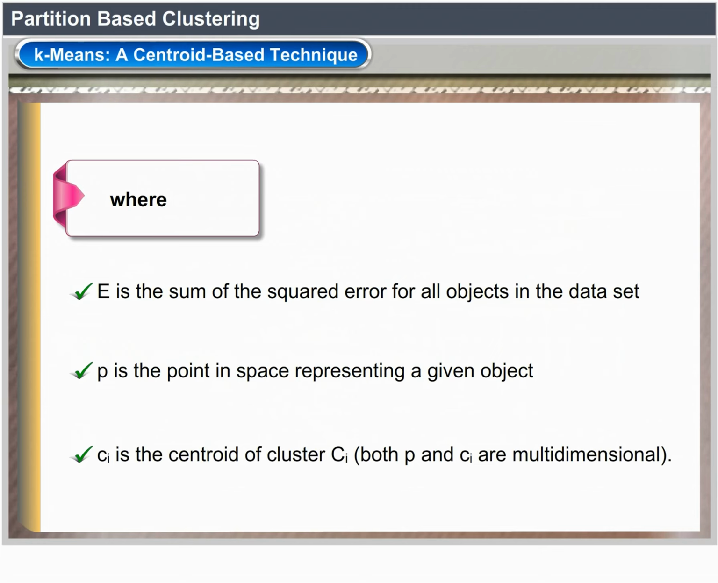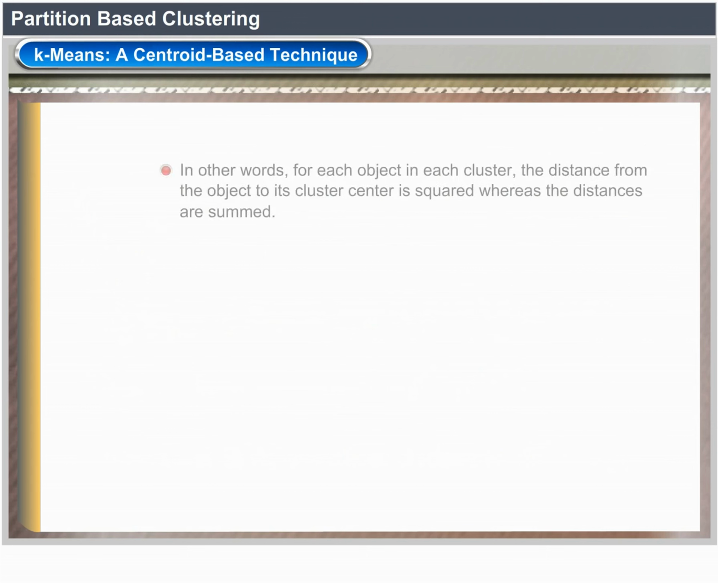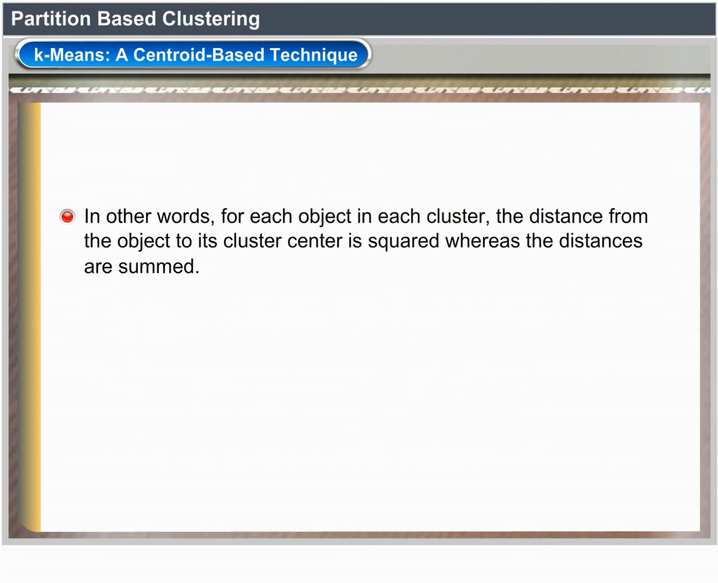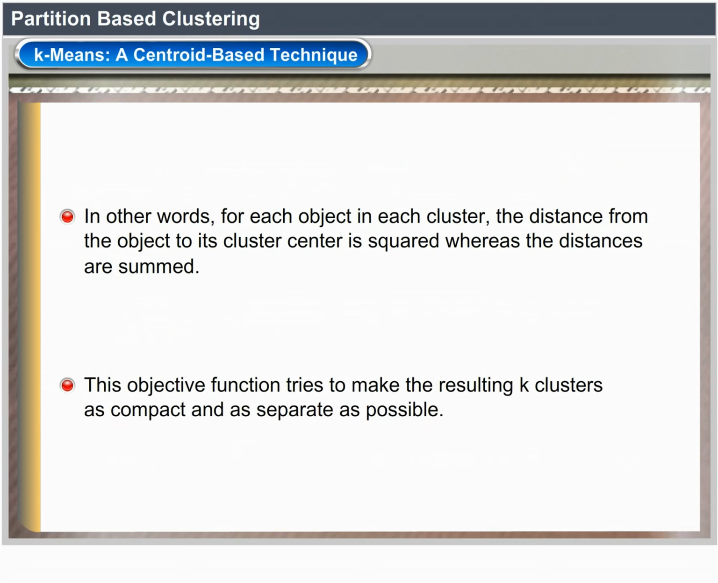In other words, for each object in each cluster, the distance from the object to its cluster center is squared, and the distances are summed. This objective function tries to make the resulting k clusters as compact and as separate as possible. How does a k-means algorithm work?